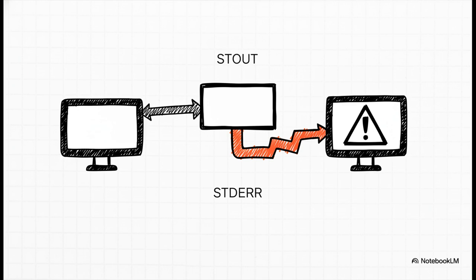And here's a perfect example of why this separation matters. If you try to list a directory that doesn't exist, what happens? You don't get a result on stdout. There's nothing to list. Instead, you get an error message on stderr. This is so important because it lets us handle successes and failures in completely different ways.